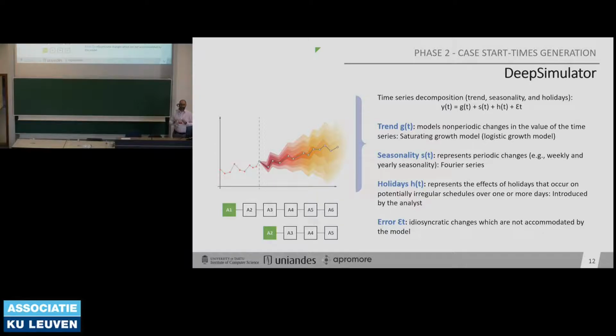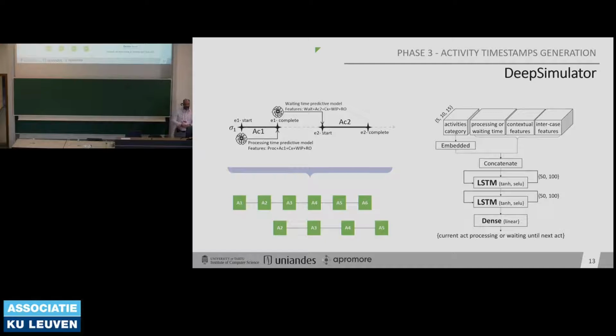In the second phase, what we are doing is enriching the sequences with the start times. For this, we are using a time series decomposition. We are forecasting the series of number of cases generated by day and by hour. We apply the Facebook Prophet model. And this is much more adequate to represent the generation of cases than the traditional approach.